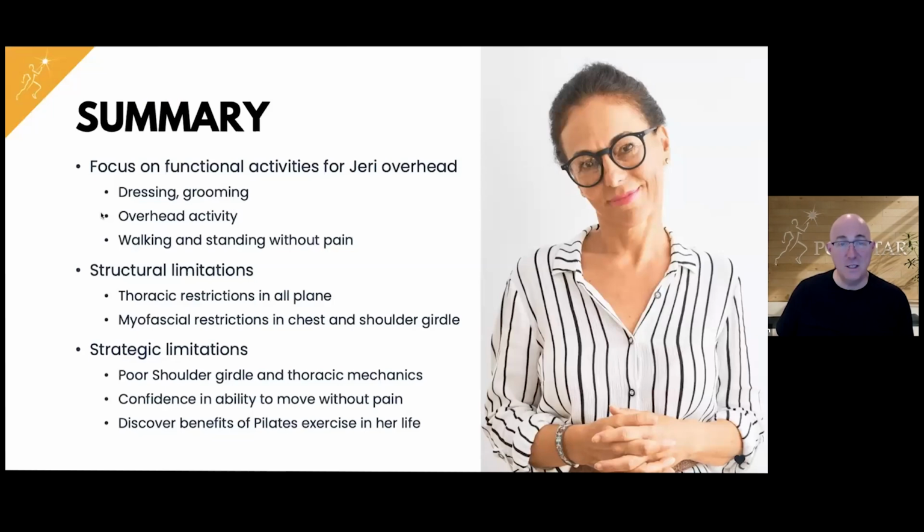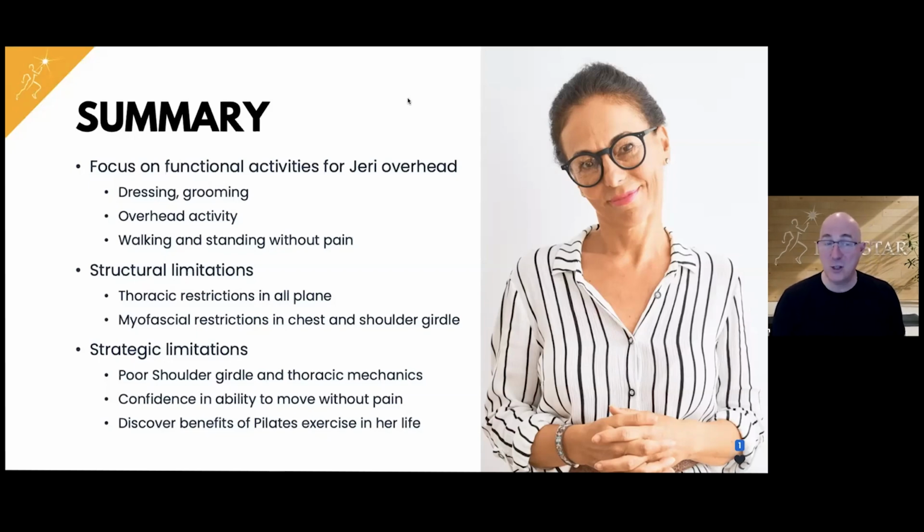Very good. So in summary, and this is where we'll stop today because I think we're out of time. Yes, we are. We're going to focus on functional activities for Jeri overhead. So we're always going to go back and see if she's doing better with her dressing, grooming, overhead activities. And then we also want to make sure that she's walking and standing without pain or less pain. Doesn't mean she'll be without altogether. Structural limitations, we're going to increase that thoracic mobility in all planes.